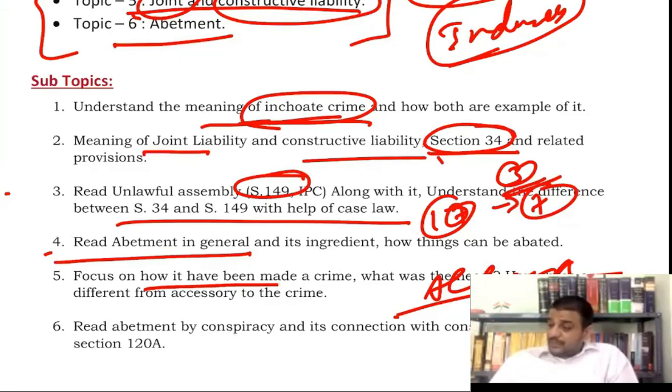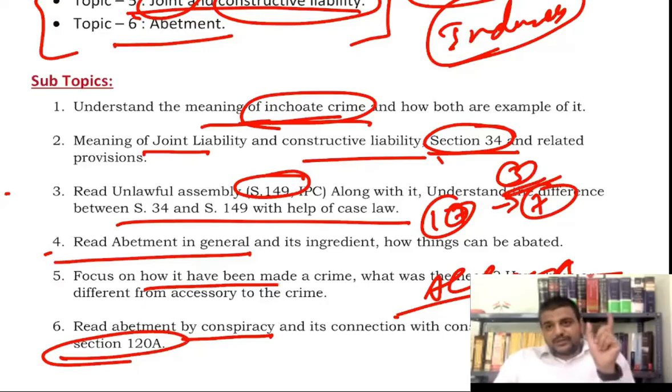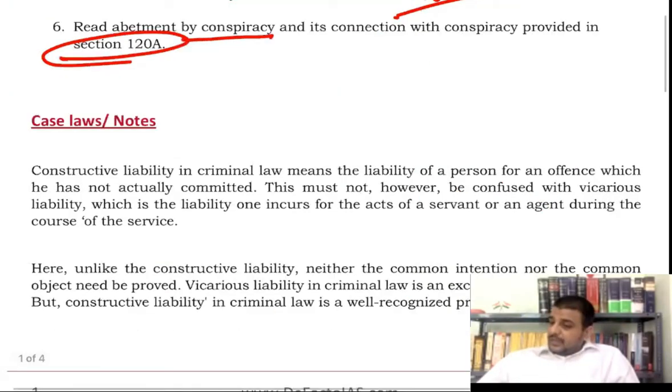Then read conspiracy in detail, and the difference between 120A and abatement by conspiracy. So we have conspiracy against waging war against the state, and then we have abatement by conspiracy. These two interplay, you have to go into detail. These are the only type of questions asked in these two topics. Now let us go in detail.